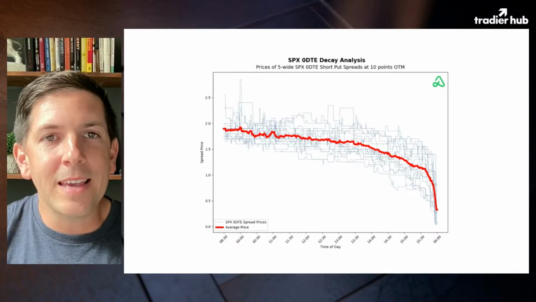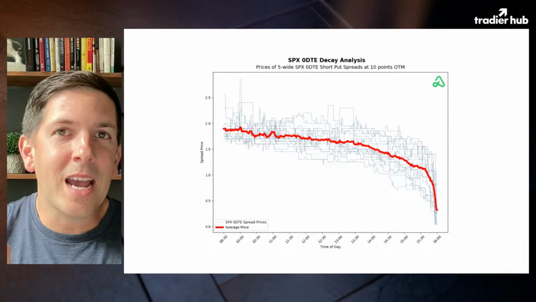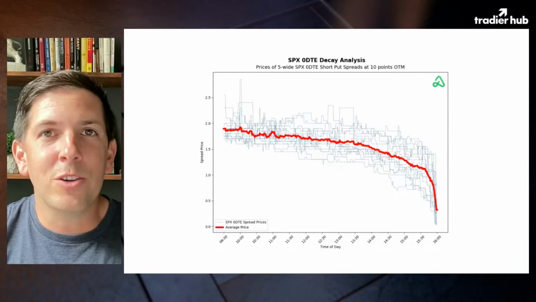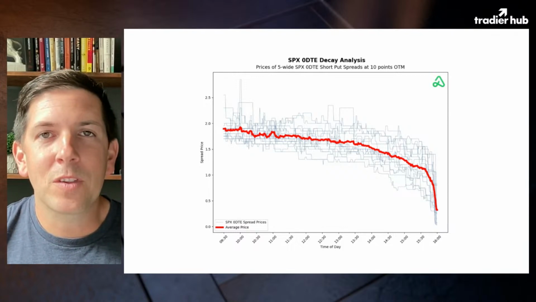But again, the key here is that if you are trading 0DTE, most of that time decay and premium decay happens really, really late in the day. So make sure your trading strategies and your bots and automations are set up appropriately to take care of that time decay later in the day. So hopefully that helps out.